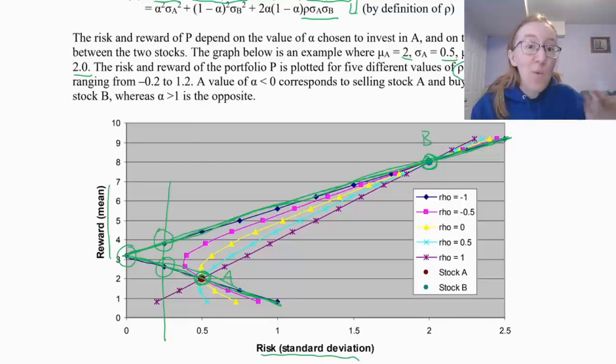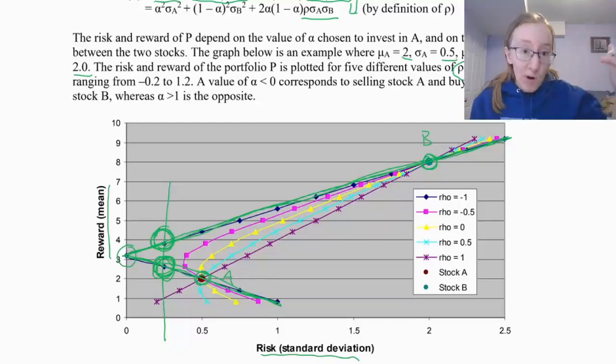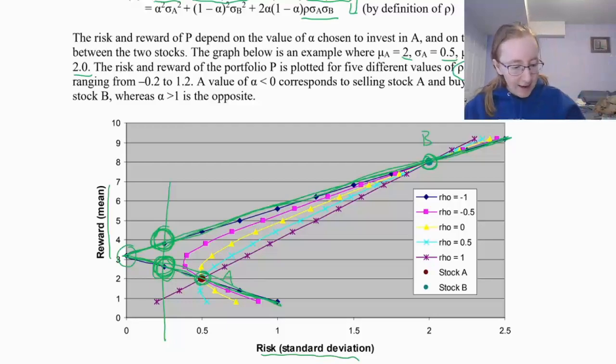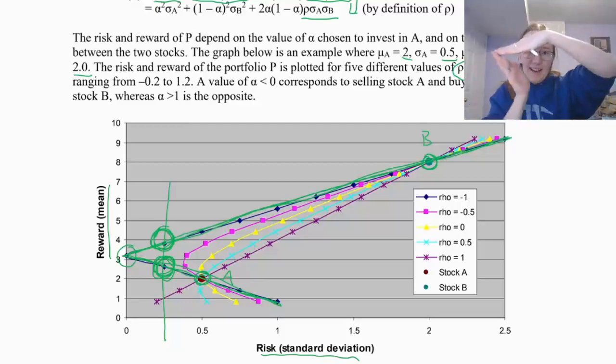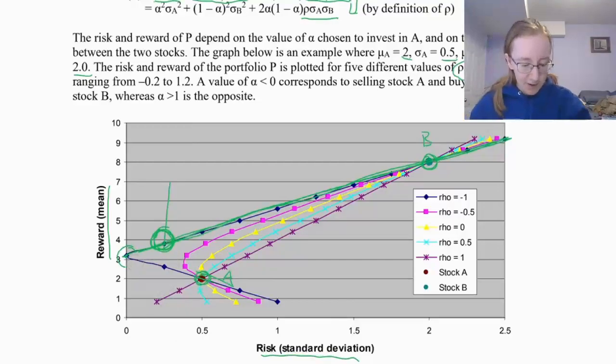So there is no way you would ever want to invest in a portfolio like this, made up of 90% stock A and 10% stock B, because it's completely dominated by this portfolio here, which has the same risk but more return. So this pair of lines, we really can ignore the bottom part of it. So I'm going to just erase this part down here, because we would never want to invest in something that's worse overall, for sure.